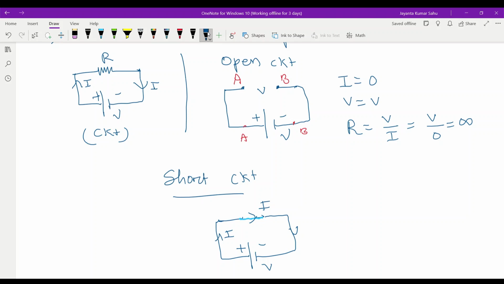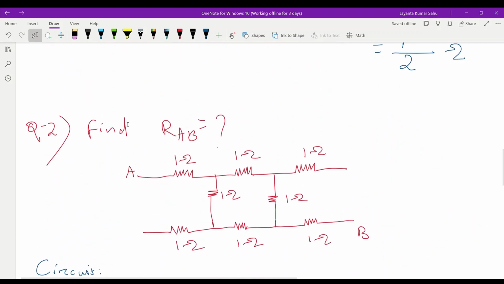But here the voltage is equal to how much? In short circuit, voltage is equal to 0. Current is equal to I maximum. And resistance is equal to V by I, that is equal to 0 by I, that is equal to 0. Means in short circuit, current is maximum, resistance is 0, and voltage is also 0. Now we solve the above problems.